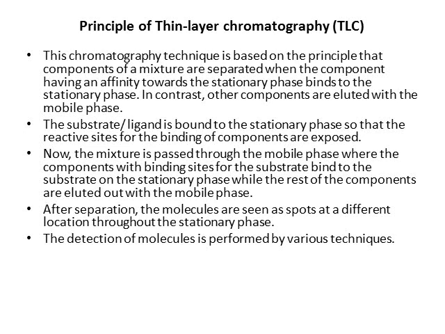The substrate is bound to the stationary phase so that the reactive sites for the binding of components are exposed. Now the sample is passed through the mobile phase, where the components with binding sites for the substrate bind to the stationary phase while the rest of the components are eluted. After separation, the molecules are seen as spots at different locations throughout the stationary phase. The detection of molecules is performed by various detectors.